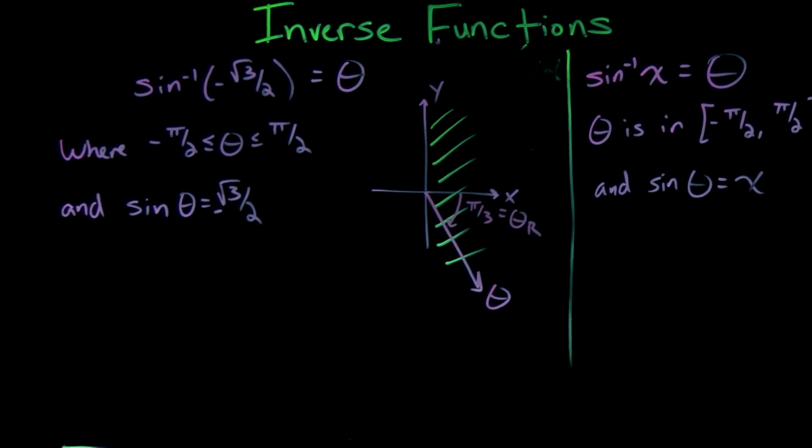Okay, therefore, theta has to be negative pi over 3. Okay, and therefore, the inverse sine of negative square root of 3 over 2 is negative pi over 3. So that is the unique angle between negative pi over 2 and positive pi over 2, whose sine value is negative square root of 3 over 2.